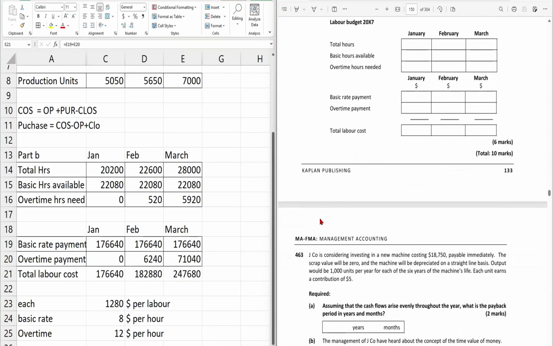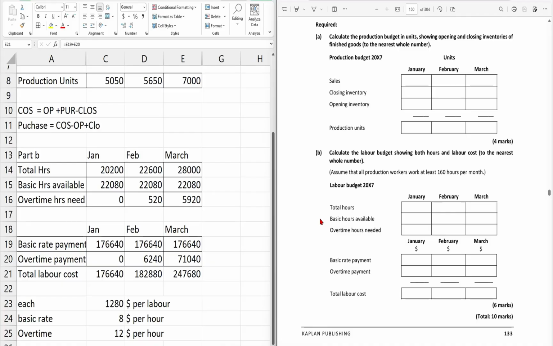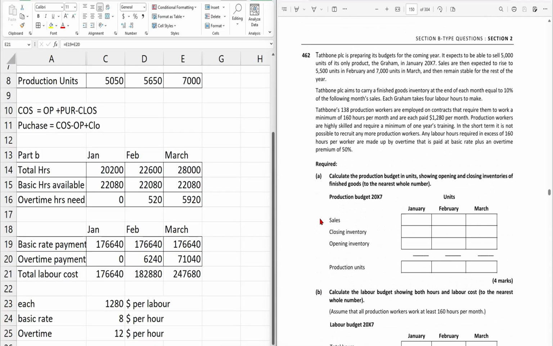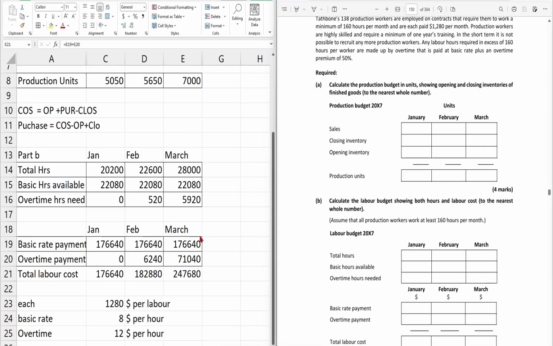Is there a part C as well? No. Okay, so we are done with this. We have scored 10.